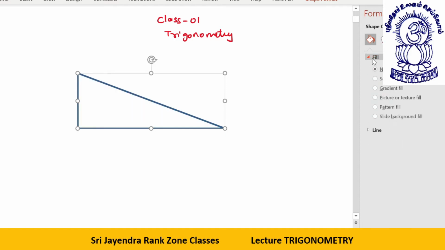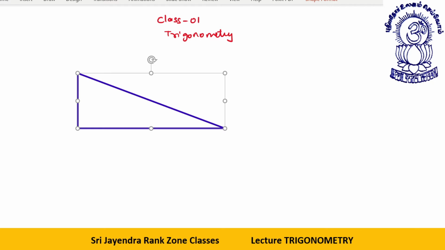Just 1 second. Let me choose an appropriate line color, and then set it as the default shape, so that whenever we take further diagrams they come in this shape only. Now we have this triangle.